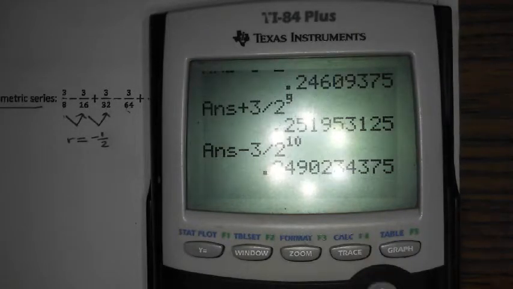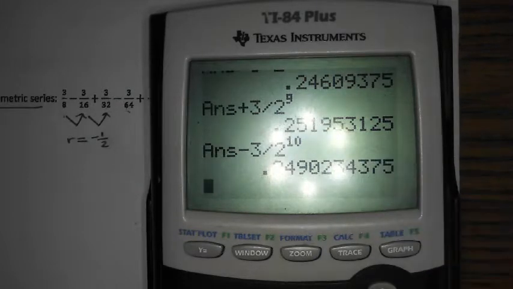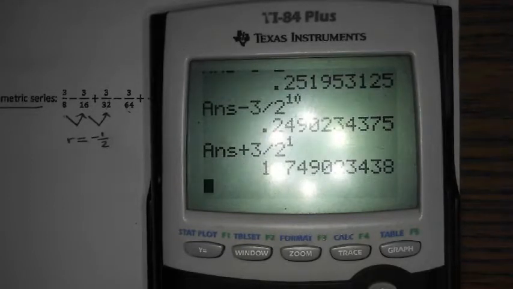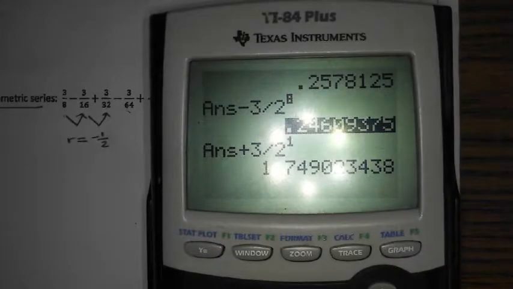So as I keep adding these additional terms, what is this converging on if I add 3 over 2 to the 11th? Oops. Oh, man. No. Oh, no. Could you tell? Lauren says it's getting closer to 2.5. Let's do it this way.